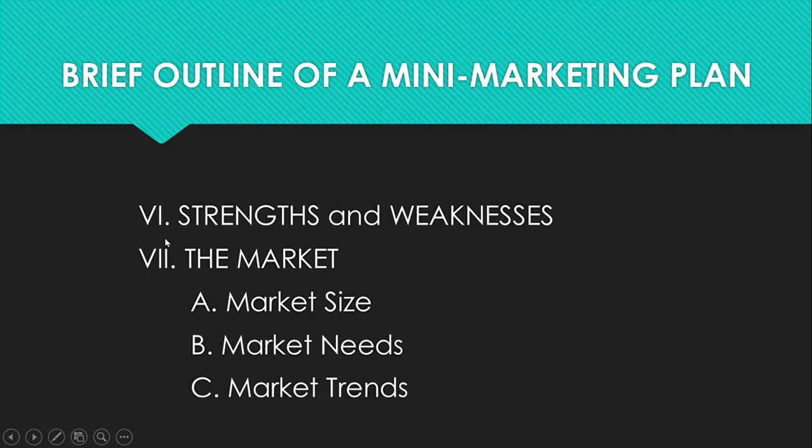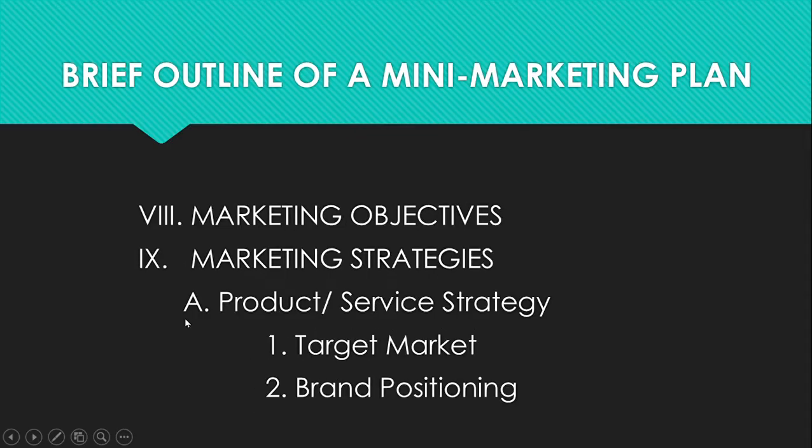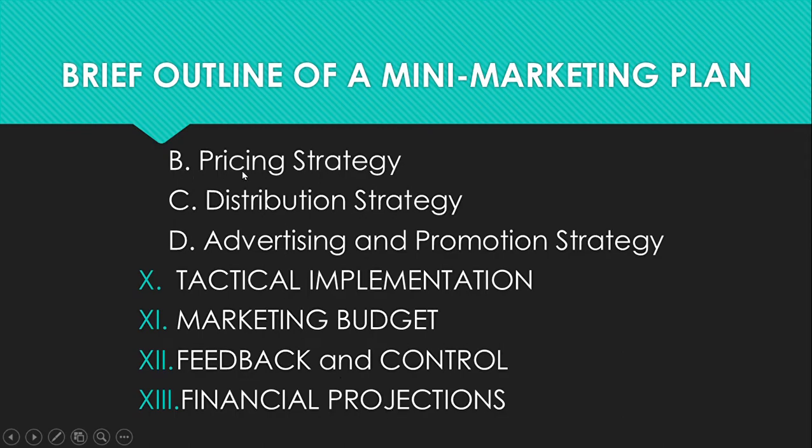And we have part six, which is the strengths and the weaknesses. And the seventh part is the market size, the market needs, the market trends. And part eight will be your marketing objectives. And then part nine will be the marketing strategies, which includes the product or service strategy, the target market, the brand positioning, and the pricing strategy, distribution strategy, and the advertising and promotion strategy.